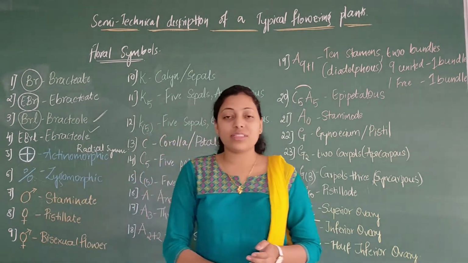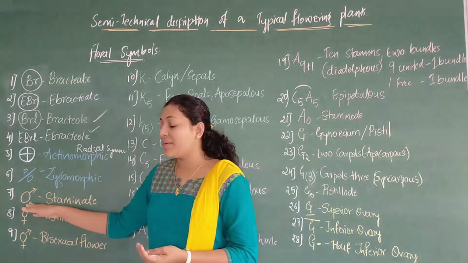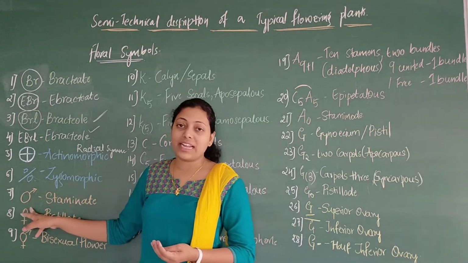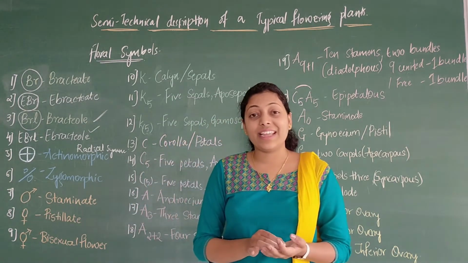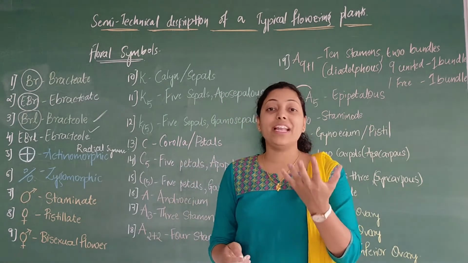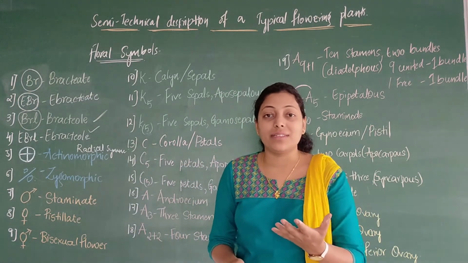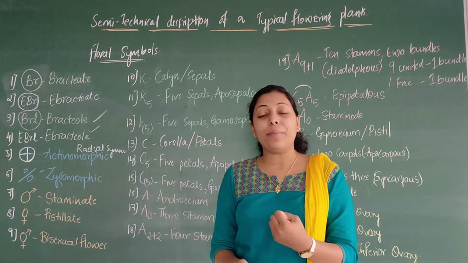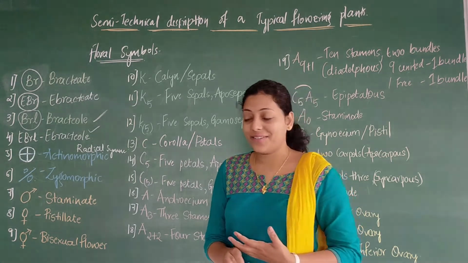So next we can move to the seventh, this is the symbol for the male gamete. That means the flower is staminate. Staminate means that it is a male flower consisting of stamens. Only the androecium part is present over here.